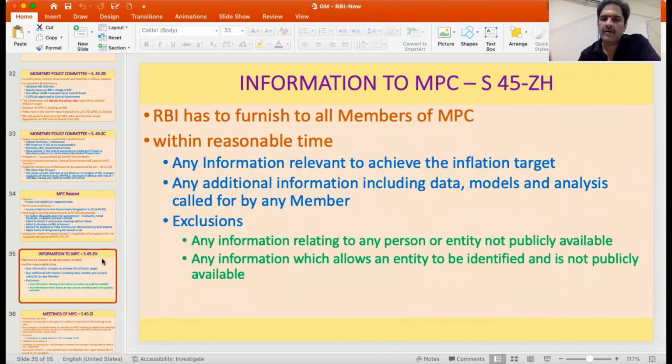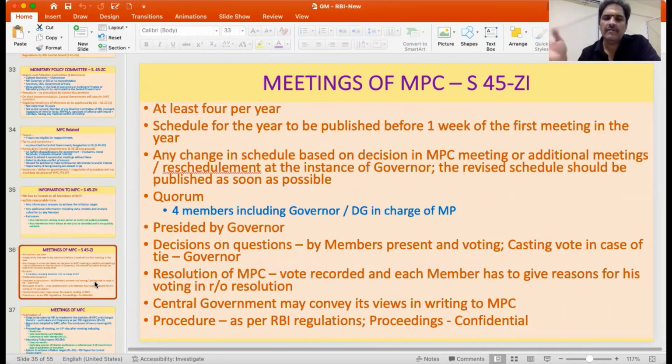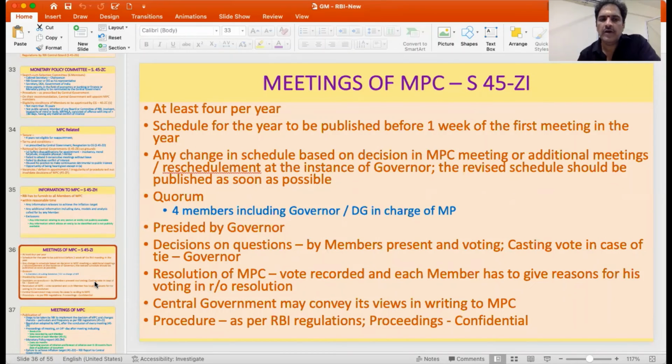And whenever the MPC asks for any particular information, the secretary has to provide the information, and they have to provide data, models, and analysis which is required by any other member. Then the only thing is that the name of the entity or a person should not be disclosed to the Monetary Policy Committee. Otherwise, all the information needs to be provided for them.